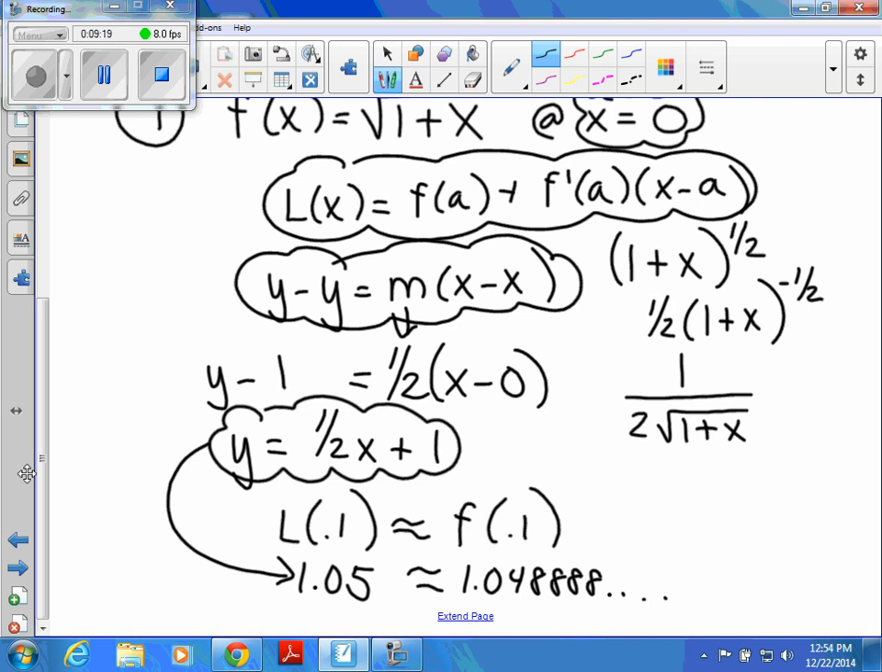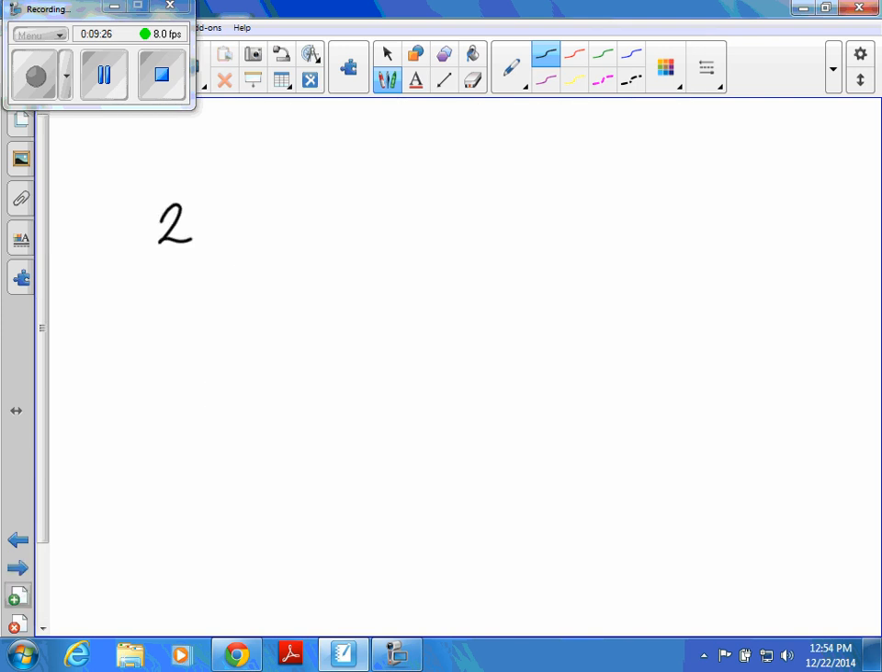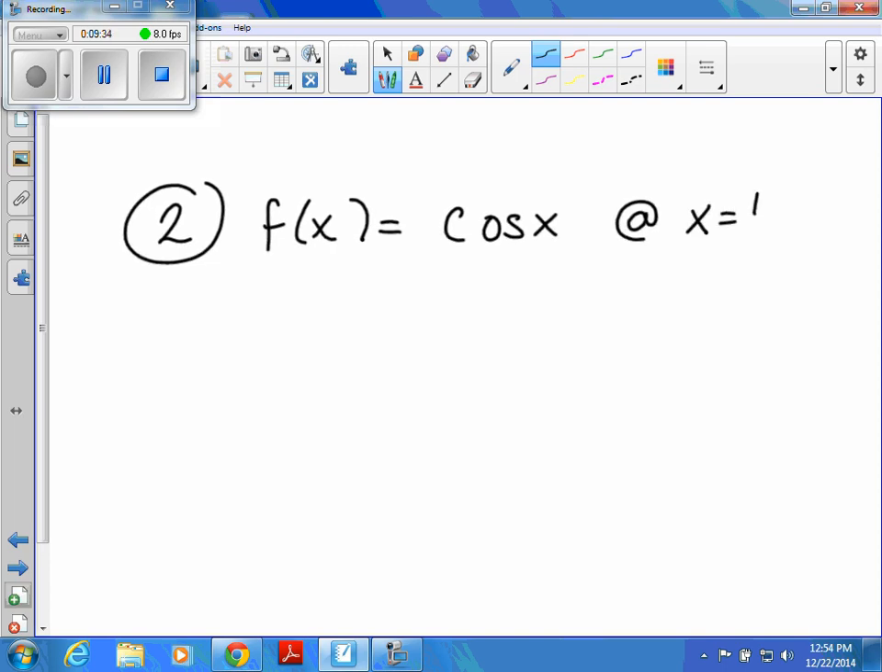Okay, part 2, are we done? Or do you want one more of these? Let's do one more. F of x equals cosine of x at x equals pi over 2. We'll do one more of these.